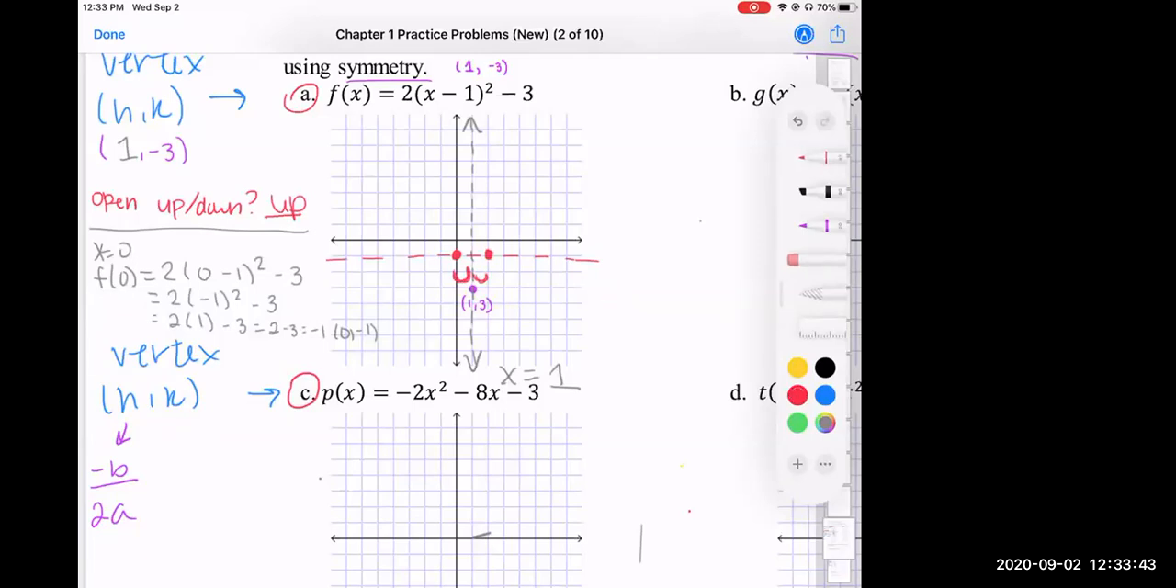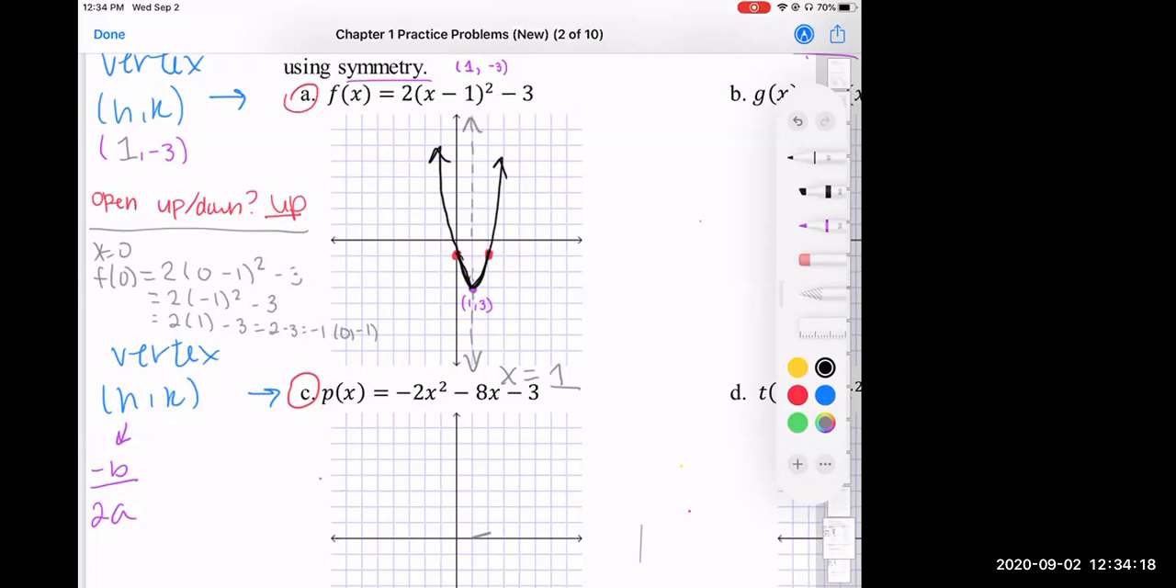Let me erase my little notes. Now we have enough points to graph them. So we have our parabola that opens up with a vertex of (1, 3). And we technically only found one point, and we used our idea of symmetry to match it over on the other side.